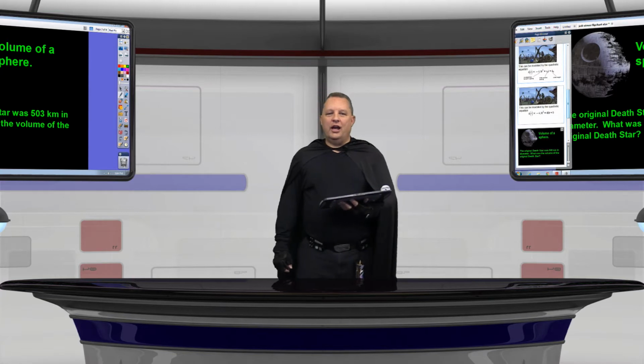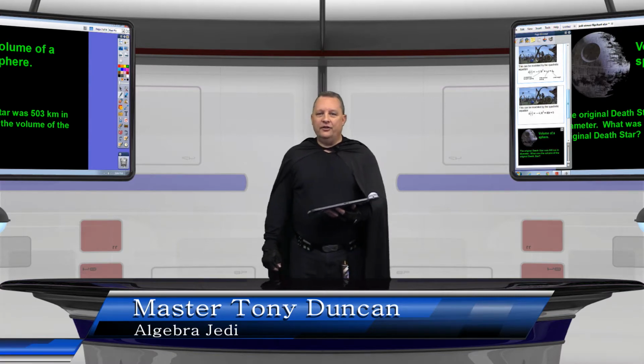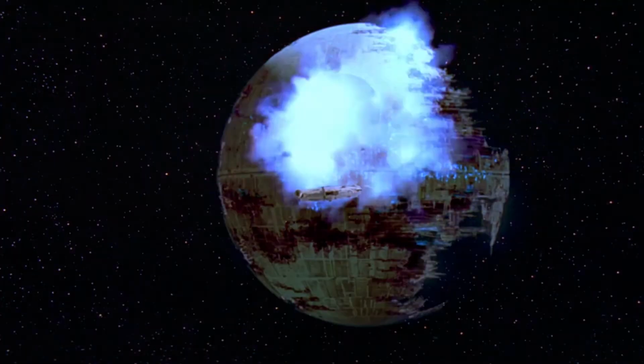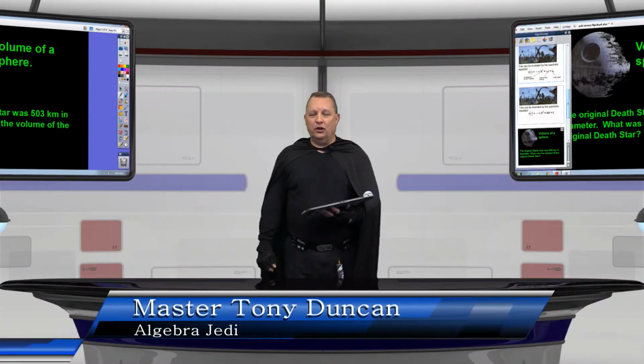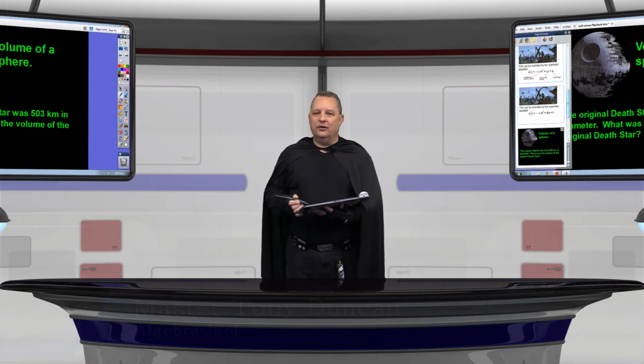Today we're going to look at finding the volume of a sphere. And when we think about a sphere, we think about everybody's favorite sphere that they love to hate, the Death Star. We would actually measure it if we could, but we blew that up, if you remember. Today we have a picture of it before it was completely finished. So we're going to use that to help us demonstrate finding the volume of a sphere.